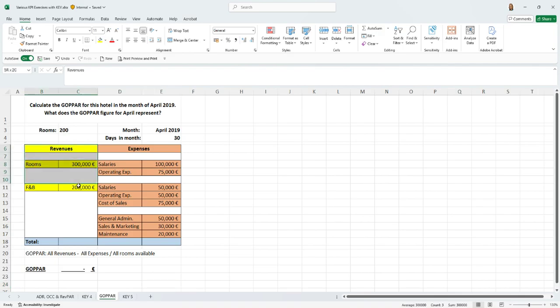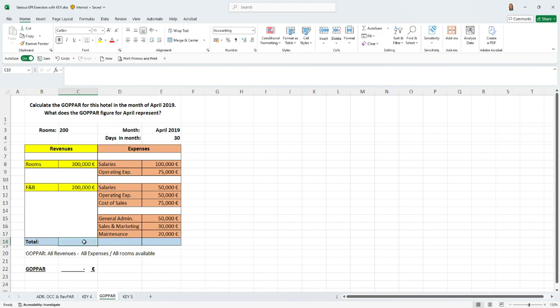So here we have the revenues listed for the month of April, with rooms revenue and F&B revenue. It's a smaller property with 200 rooms, which has maybe one or two F&B outlets and then mainly rooms revenue. Although they're selling well, because we've got 300,000 in rooms and 200,000 in F&B. And I've got all the expenses listed here, so different salaries and operational costs, some probably part-time workers and by-the-hour staff, let's say, and cost of sales, admin, marketing, maintenance, etc.